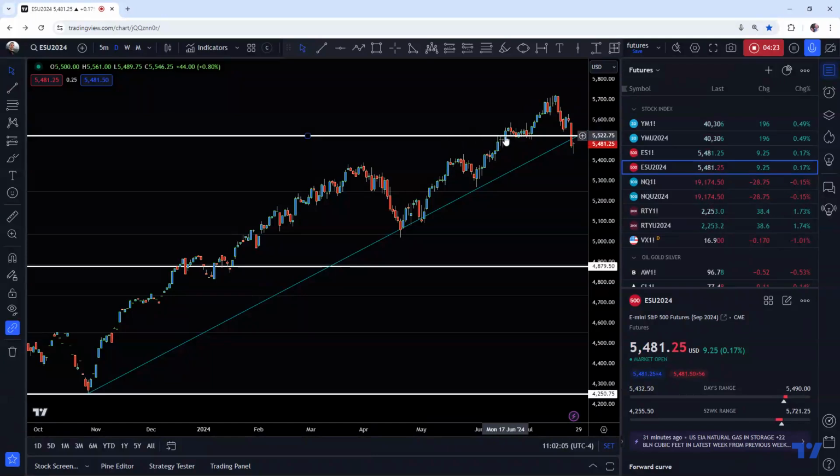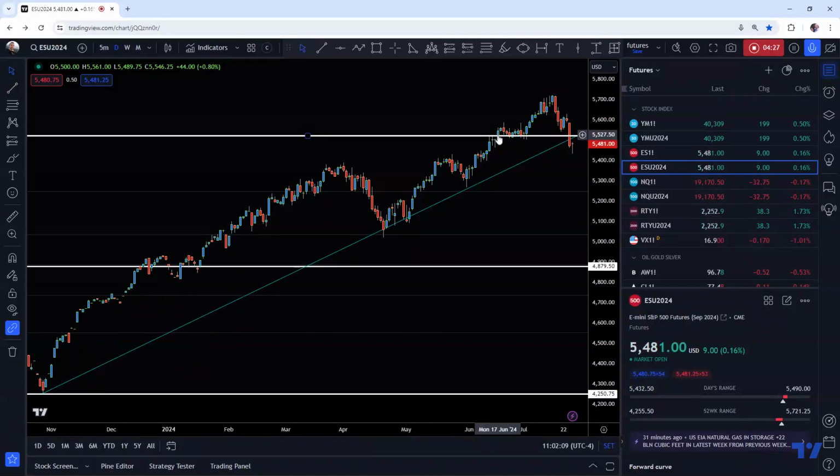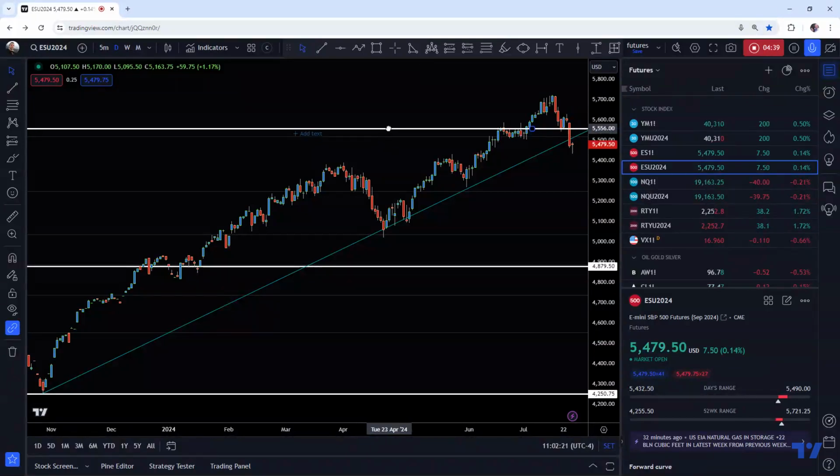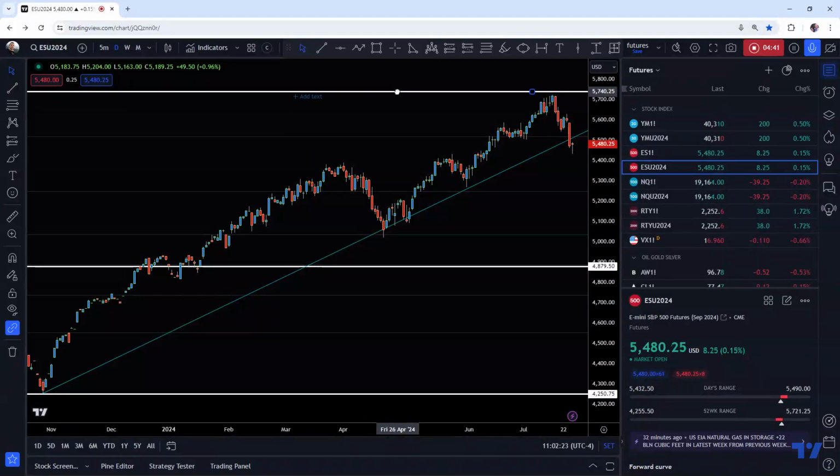I would take my old Fibonacci here, which was back on June 17th. This was the all-time high in the market when the S&P was at 5227. Then it rose up to 5721. So now I have a new all-time high. I'm going to go like this. I'll take the top of the Fibonacci and move it up here.